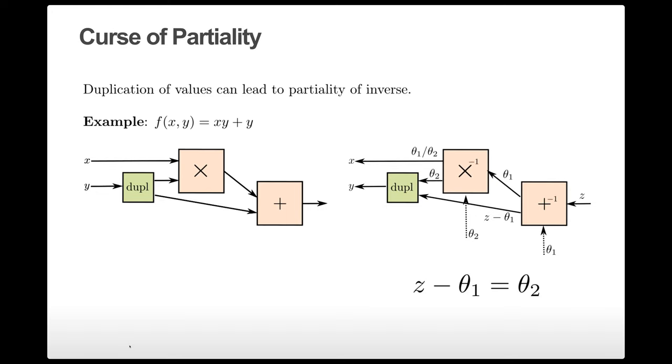All of these inconsistencies in this case, I have to make sure that my theta one is equal to z minus theta two. When that is true, everything is fine. This is a valid, perfect parametric inverse, and it will reconstruct all of the values of x and y given some output.